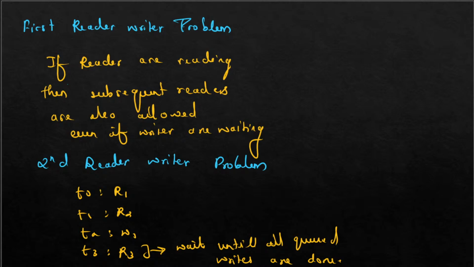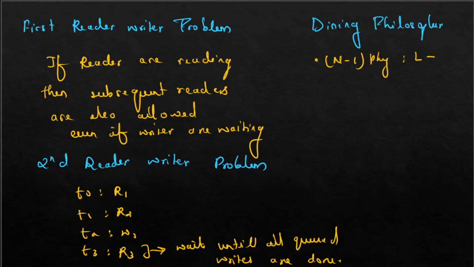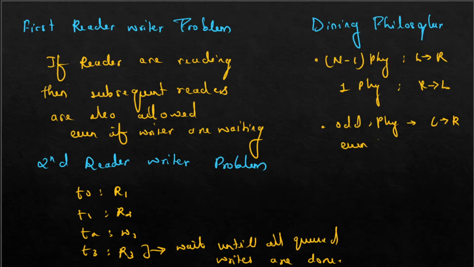After that, let's see dining philosopher. So which is n-1 philosophers, left to right it should happen. After that, one philosopher, right to left. Okay. And if odd philosopher is there, then left to right, and even philosopher is right to left.